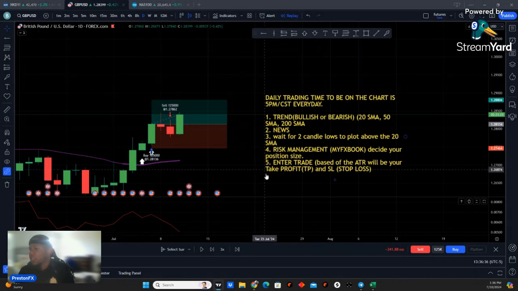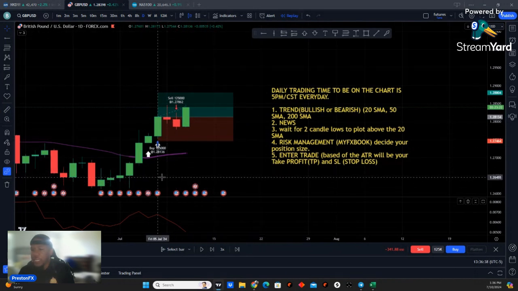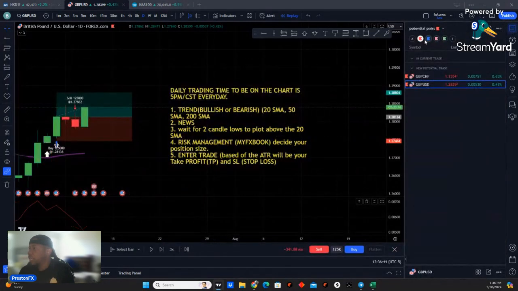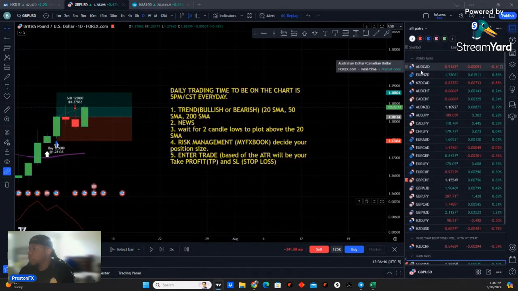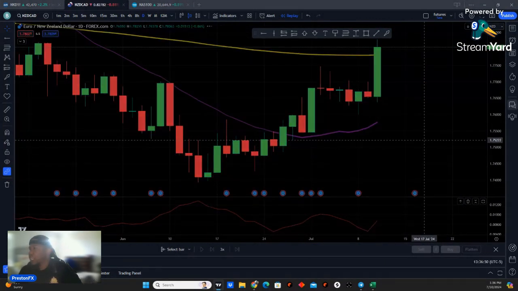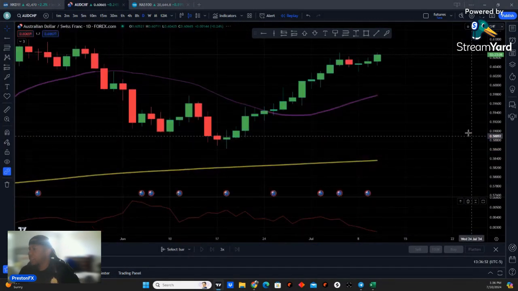So same thing. Like I said, check the ATR and daily profit. Hopefully you guys understand that. And then every single day, this is 20-something pairs. You just go through here and find the setup that we talked about.